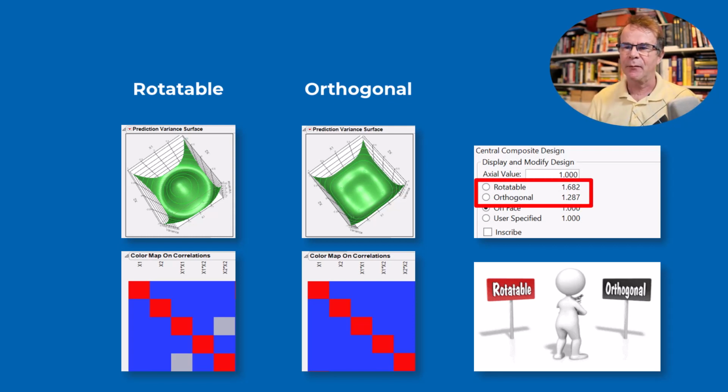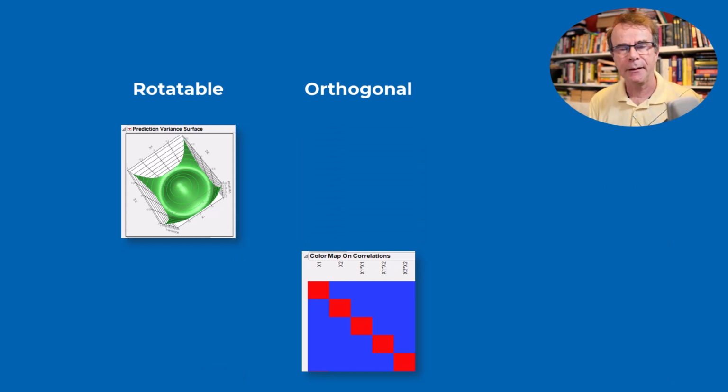But it would really be nice to have both. They are both beneficial properties, and it turns out we can have our cake and eat it. We can have both. And the trick is this: the axial distance that we have to choose in order to make the design orthogonal depends on the number of center points. As we add center points, we have to go further away, and we can make the adjustment. We can add sufficient center points that the axial distance for an orthogonal design is the same as for a rotatable design. Let me illustrate that.